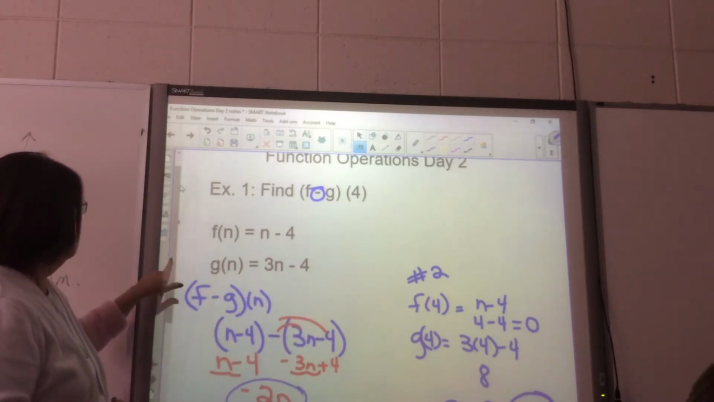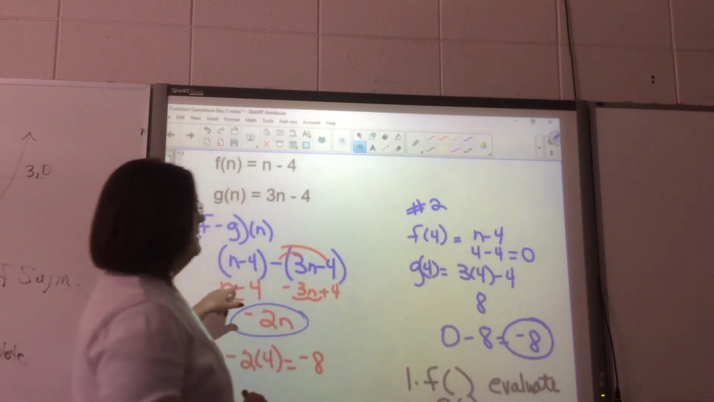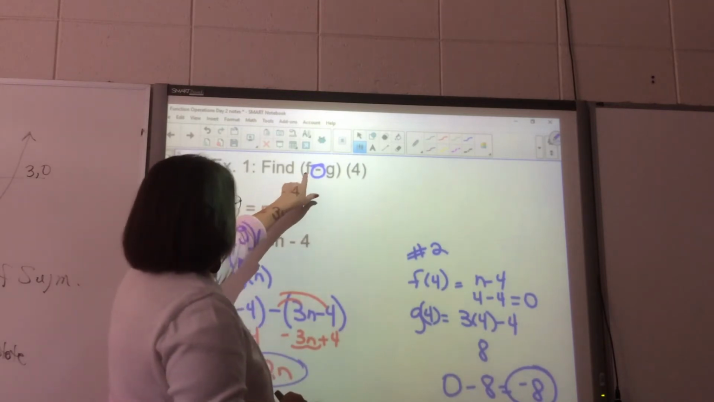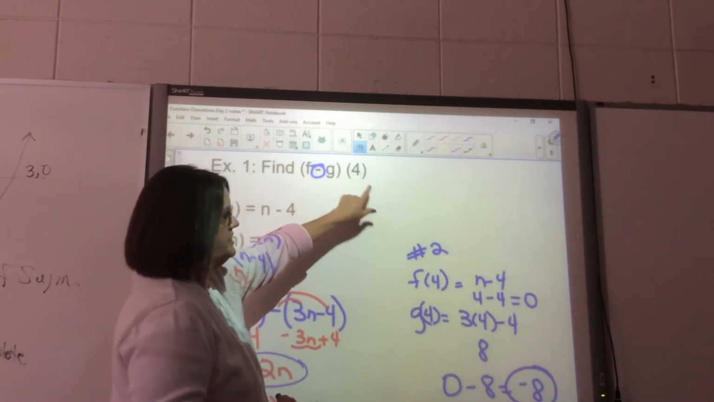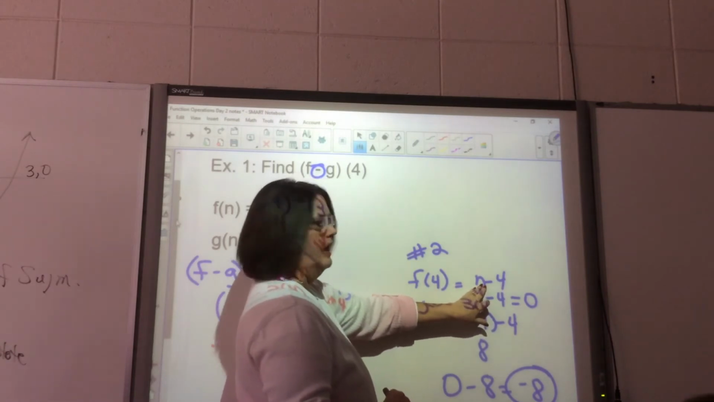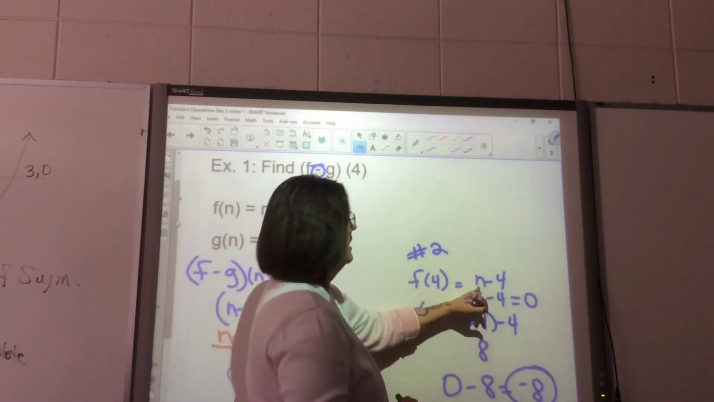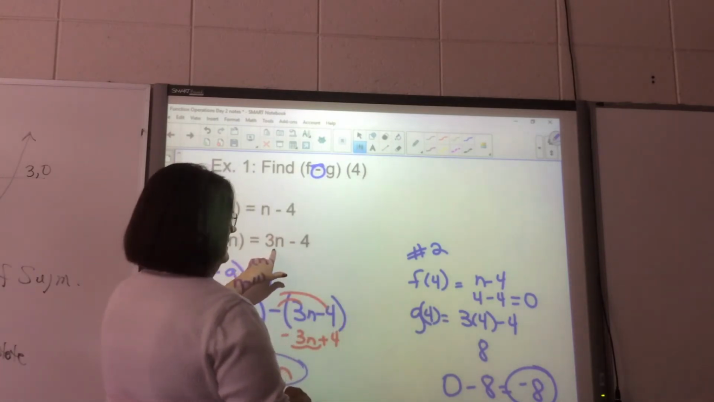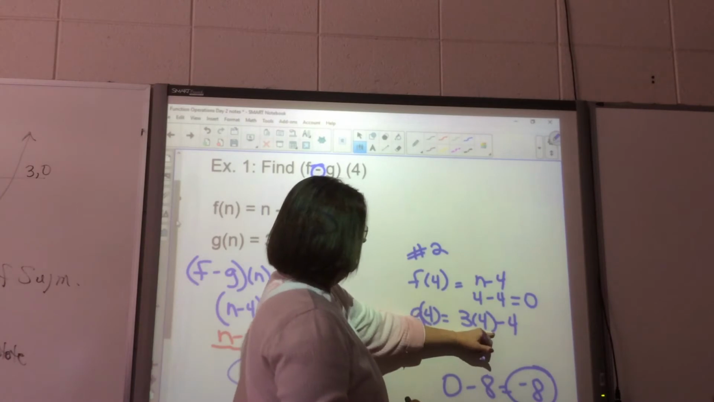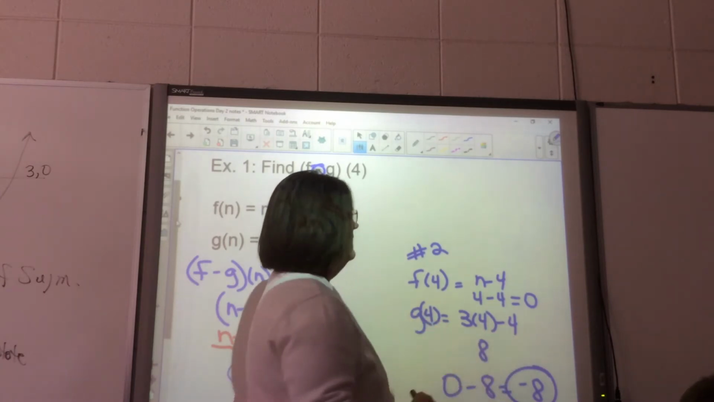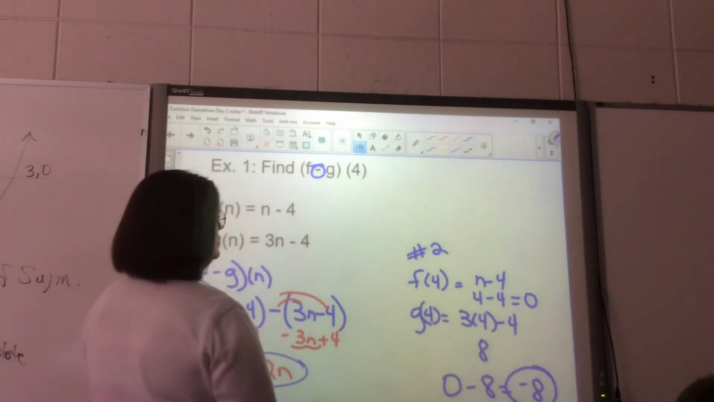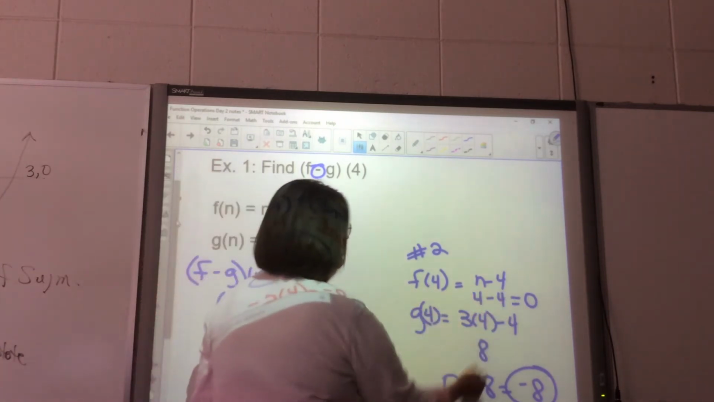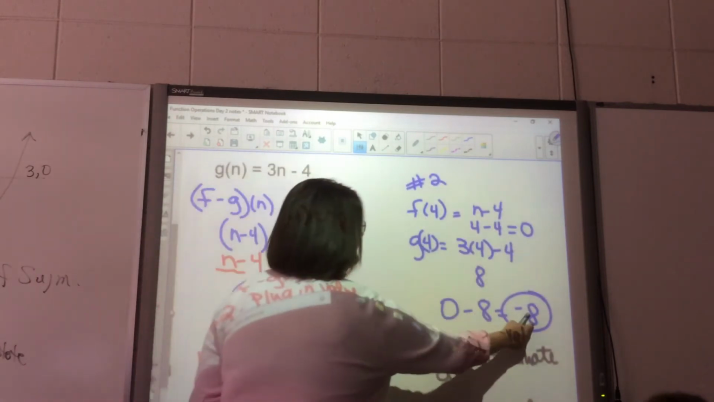All right. Now, on this method over here, you can actually do f of 4 first, and plug the number in. 4 minus 4 is 0. So you can just put the number in, and then put the number into g of n as well. 3 times 4 is 12, minus 4 is 8. Then, once you plug the number in, you can do f minus g. So f was 0, minus 8 is negative 8.